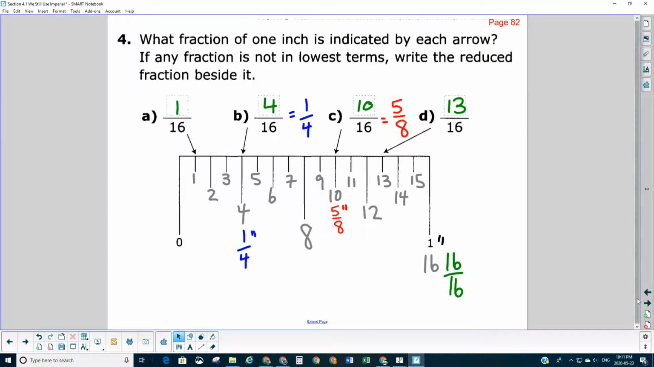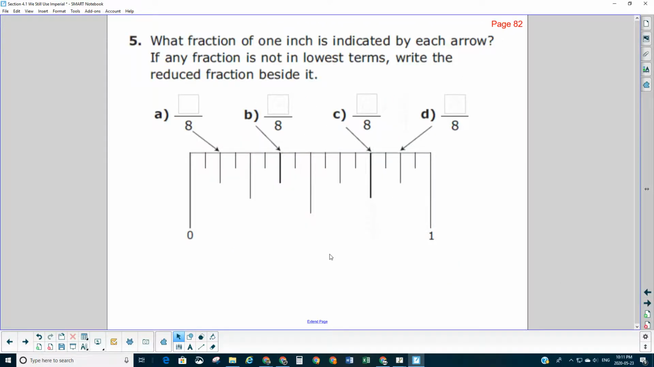Number 5 talks in bigger measurements, bigger chunks. So we have the same diagram, the exact same diagram here between 0 and 1, but now the question asks us to talk in eighths. And that's because, sure, you could count all of the ticks, but there's 16 ticks. But if you looked at every other tick, you'd be talking in eighths. So this whole inch can be broken up into 8 subsections.